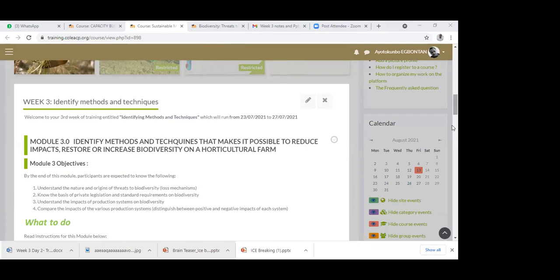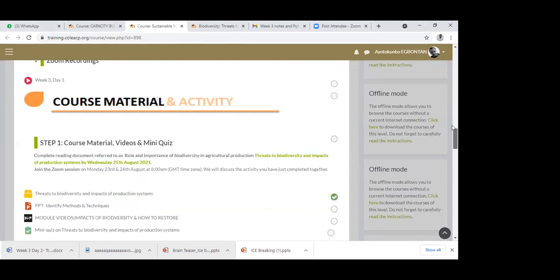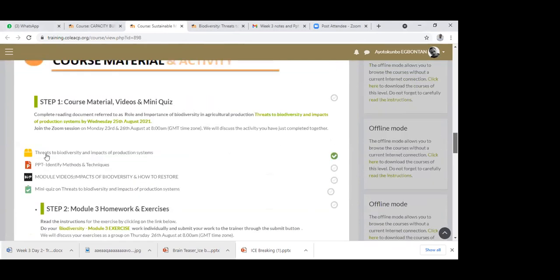So if you scroll down, you will be able to see this Chrome. If you can see my cursor very well now, you see this Chrome. This is what we refer to as Chrome: threats to biodiversity and impacts of production system. If you open it, you will see everything Olawumi has been able to share with us. It's only the experiences that are not there, but every other thing you'll be able to see is there.